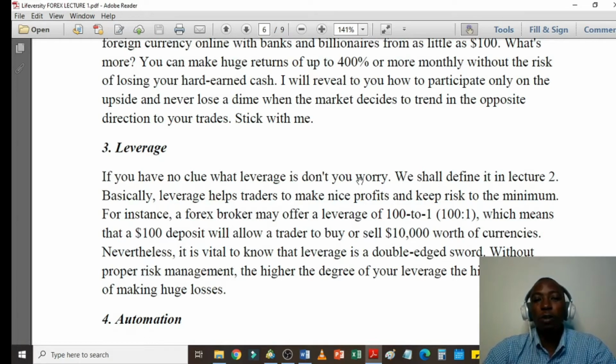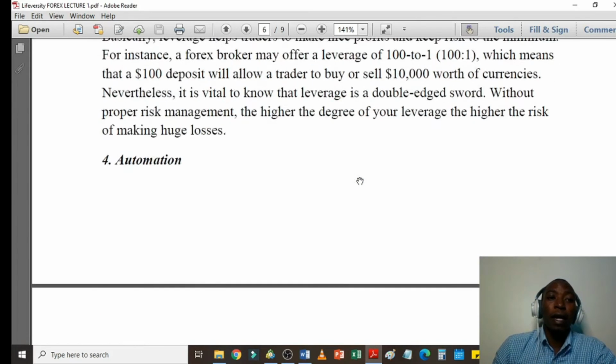Nevertheless, it is vital to know that leverage is a double-edged sword. Without proper risk management and equity management, the higher the degree of your leverage, the higher the risk of making huge losses. So you need to be very careful when setting your leverage. I'll show you how to do that in the upcoming lectures, but it's an advantage because with little money you can trade the market and make lots and lots of money.